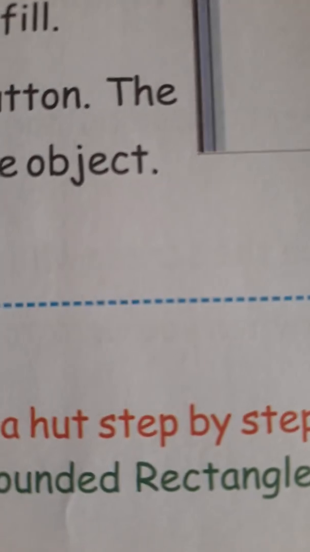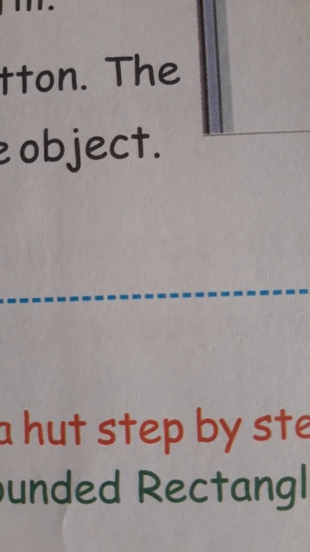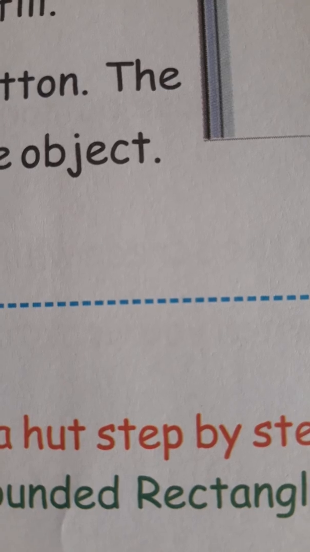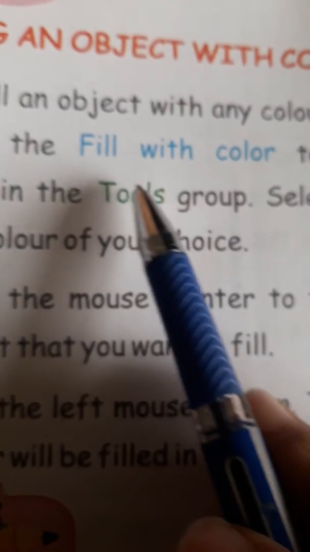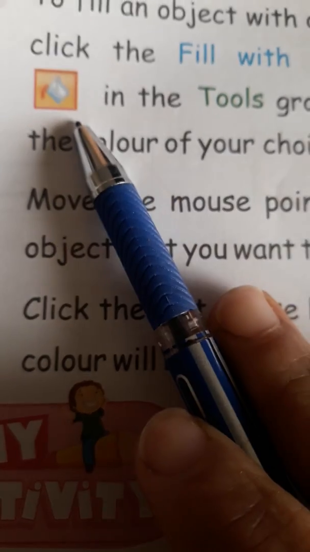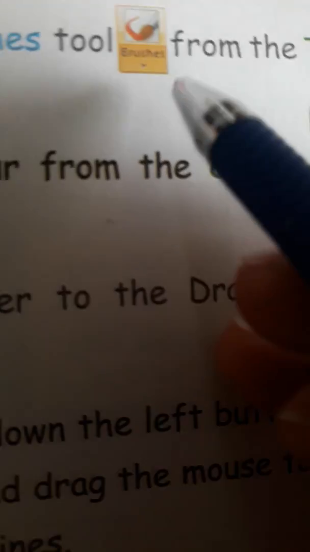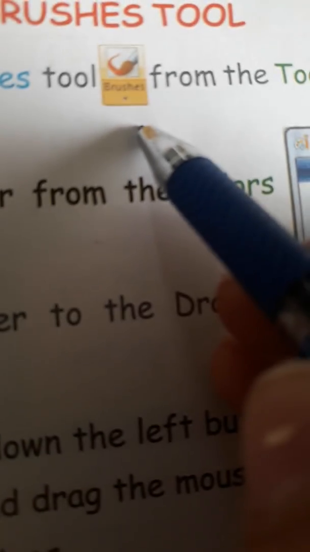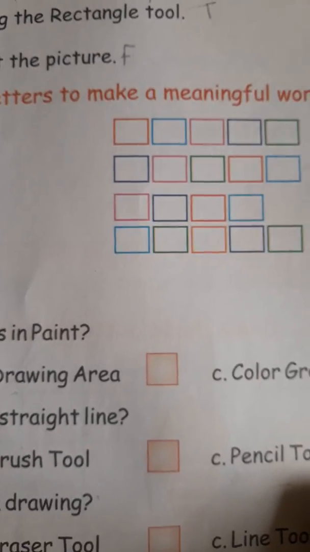Okay, let me ask you a few more questions. I'm not going to show you anything, just listen to the question. Which tool will you use to fill color in an object? Yes, the right answer is fill with color. This is the fill with color tool. Okay, the easiest one, which tool is this? Brushes tool. Absolutely right.